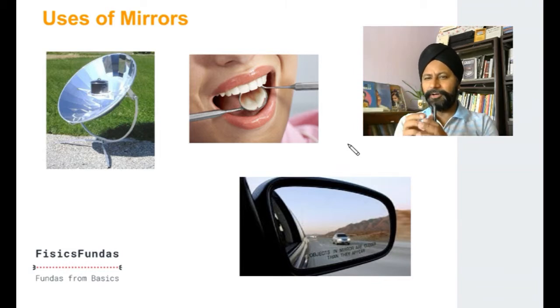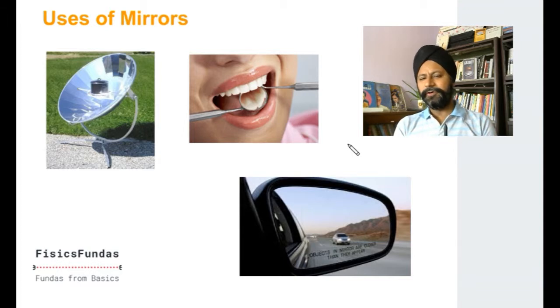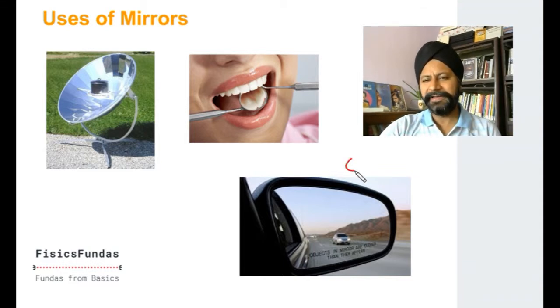If the image is small, many things can be covered. So when you have a rear view mirror here, you want to see a lot of it because you want to cover all of the road behind you. So cars will be shown smaller, trees will be shown smaller, but you can cover a wide area in that. So this is going to be a convex mirror.